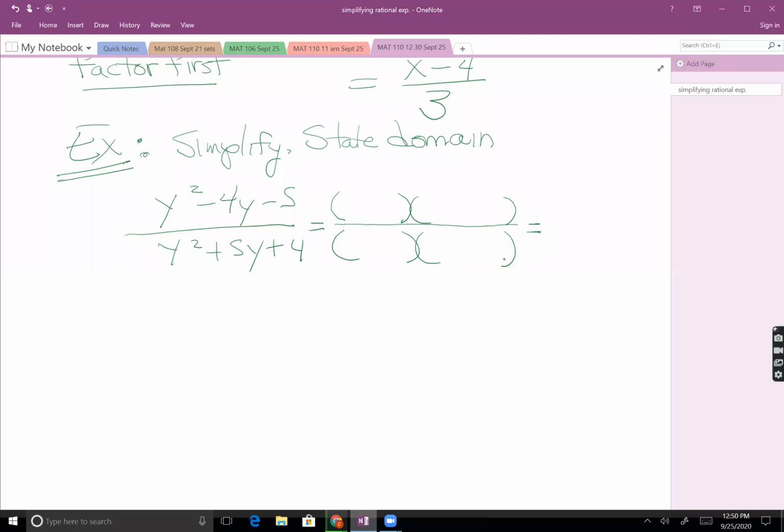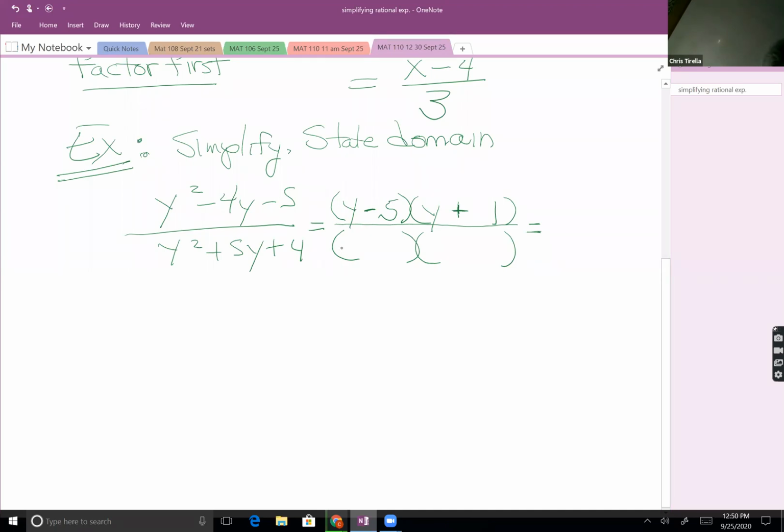Yep. Okay, so numerator y squared minus 4y minus 5. We've got y and y. 5 can only be 5 and 1. The signs are different. If I make the 5 negative and the 1 positive, it'll give me the -4 in the middle.